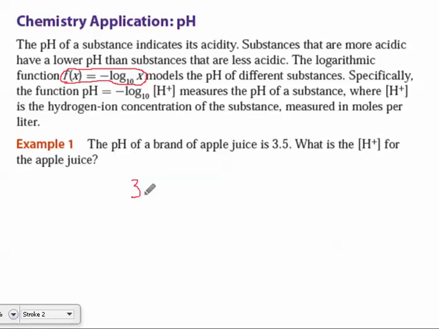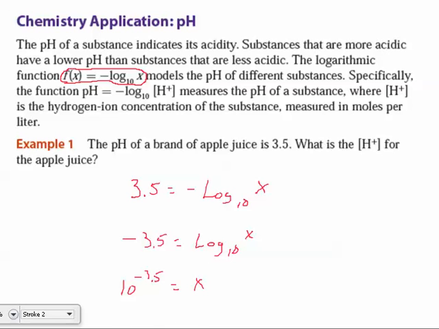That's supposed to be 3.5 is equal to negative log 10 of x. And we're trying to find what x is, that H plus. That's what we're trying to find at this point. Well, seeing this negative sign, I'm going to divide the other side by it, and I'm going to get negative 3.5 is equal to log 10 of x. Okay? Now we can convert this to exponential form. That's 10 to the negative 3.5 is equal to x.